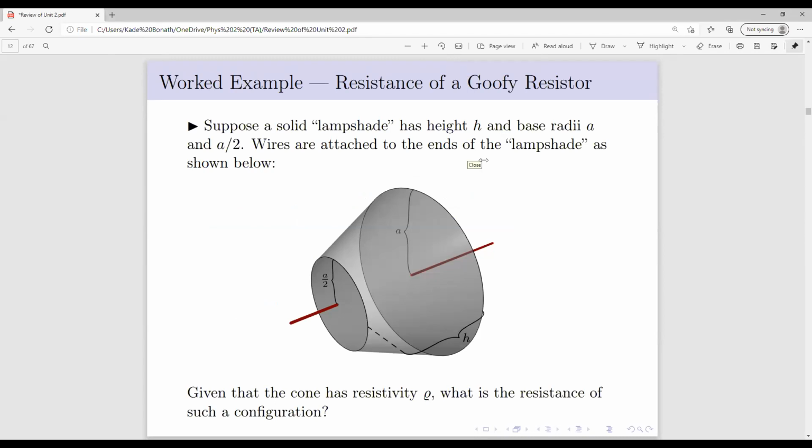And like Tyler's pointing out, that formula is also on your equation sheet as well. Moving into a worked example of this equation, we have a somewhat goofy shape, one that can be represented as a solid lampshade. We start at a smaller cross-sectional area that has a radius of a divided by 2, and then widen out until we get to a radius of a. Another key thing is that we've given this cone a resistivity represented by rho, and that's how we'll represent the resistivity as we progress through the problem.